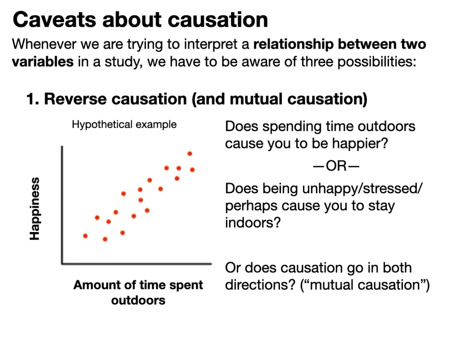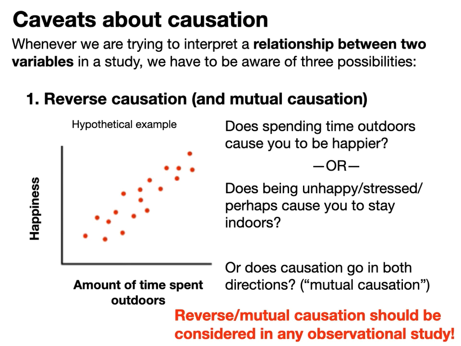It's also possible that causation could go in both directions. That's mutual causation. That's probably very realistic here. Maybe spending time outdoors makes you happy, and being happy causes you to go outdoors more. So this process of reverse causation and mutual causation is something that we should really consider in any observational study. So any study where we are not manipulating the independent variable ourselves, we have to be aware of the possibility that we could have one of these other causation scenarios going on.